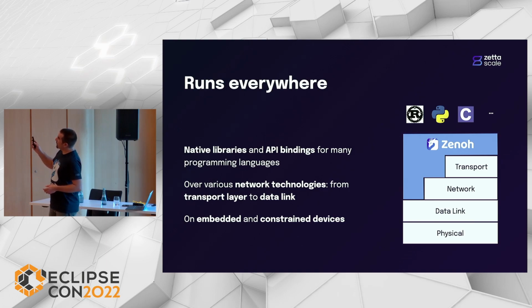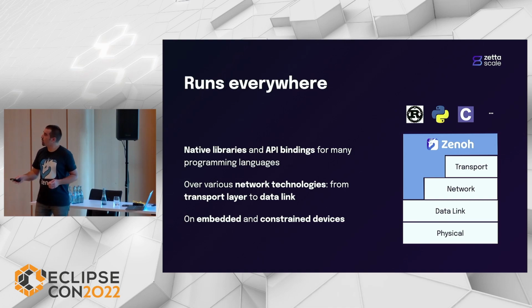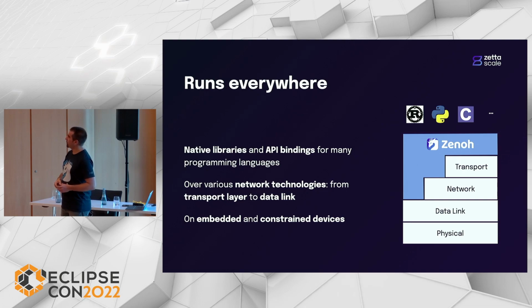Zeno is mainly built in Rust. So all the core of Zeno, including the router, is developed in Rust. We have bindings for other languages like Python and C, which are all based on the Rust API. In the future, we'll develop more APIs like C++, Java, Go, or others that may be required by users.